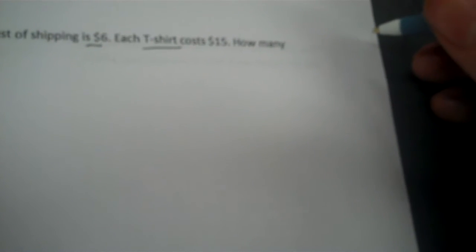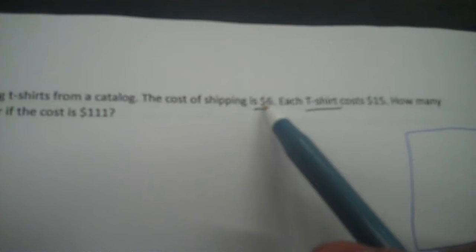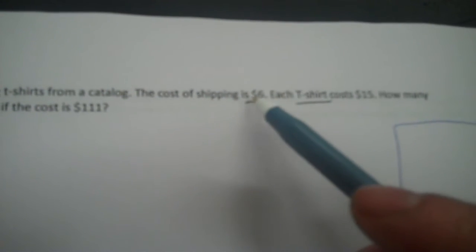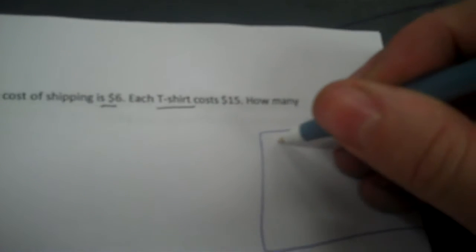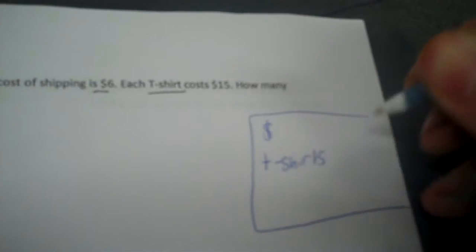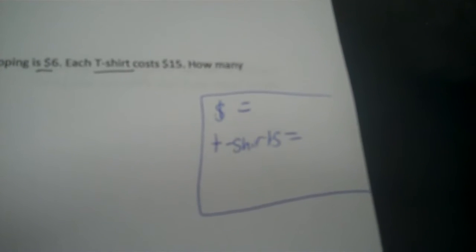Now in algebra, what you want to do from a story problem is write an equation, but there are some steps you have to take to get the equation written down right. You're going to make a box right here. And in that box, you're going to put the 2 units that I have underlined, because those are the units we represent with variables. So you have dollars and you have t-shirts. Now one of these is going to be represented with X, the other is going to be represented with Y.